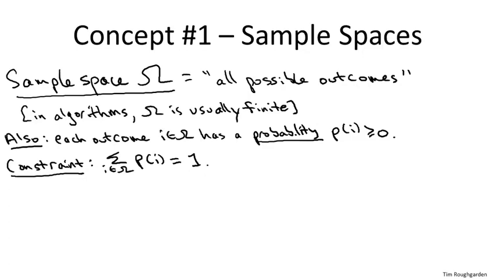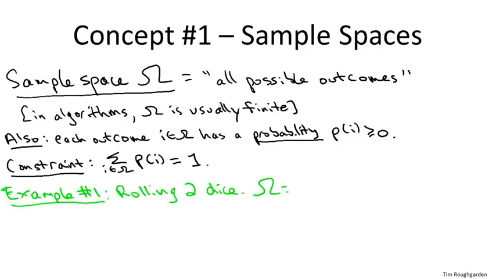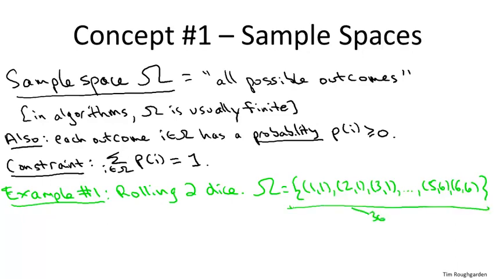So the first example is just going to be you take two 6-sided dice and you roll them. And then of course the sample space is just the 36 different outcomes you could have of these two dice. And assuming that each of these two dice is well crafted, then we expect each of these 36 outcomes to be equally likely to occur with probability 1 over 36.